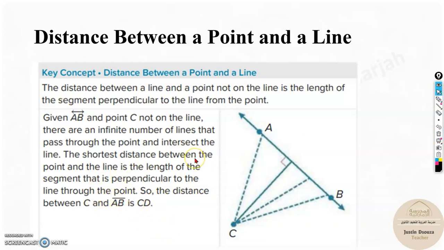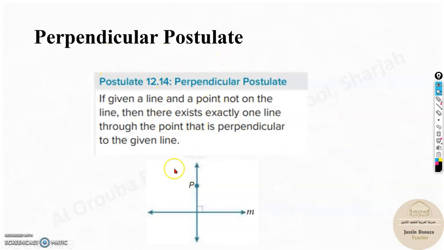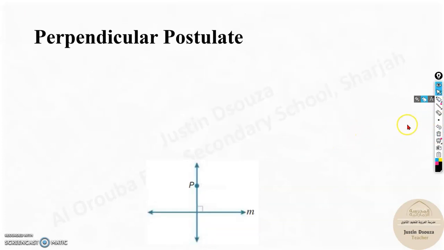So that is what it says basically over here. And now we will see the perpendicular postulate. We have already done parallel lines in the previous lesson, right? Similarly, we have the perpendicular postulate. If a point is given which is not on the line, then there is exactly one line through that point which will be perpendicular. That means if this is a point and this is a line, only one particular line will be perpendicular. You can't draw two lines. It was similar for parallel lines as well. Only one line can be exactly parallel to the given line from that point.